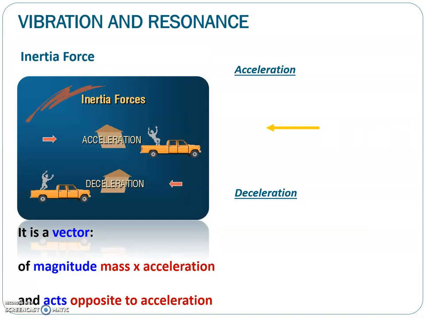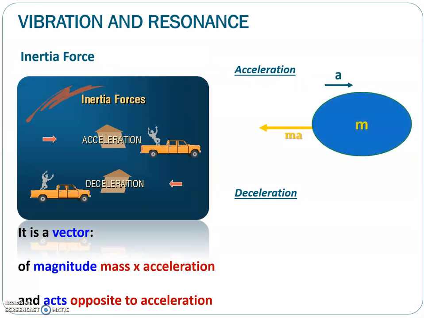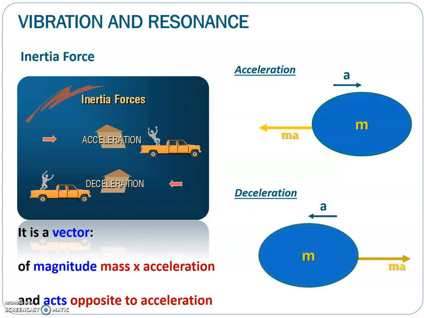Let's start with a simple analogy. We learned in Newton's second law that inertial force equals mass times acceleration. When a mass accelerates or decelerates, there is always a force that acts opposite to the direction of acceleration. This force is called inertial force. It's a vector with the magnitude equal to mass times acceleration, and the direction is always opposite to the acceleration.